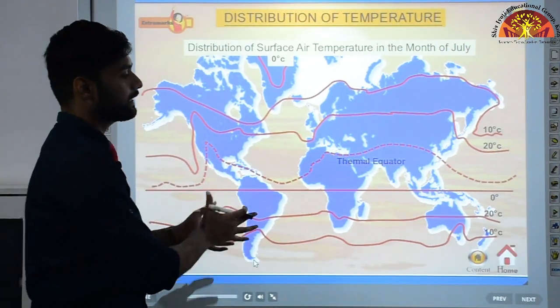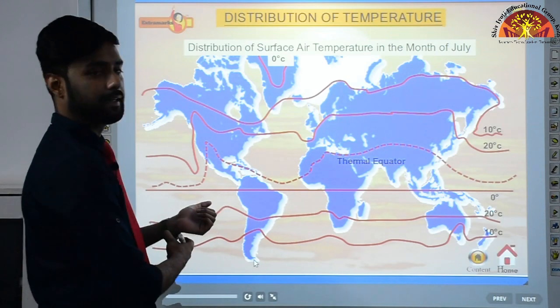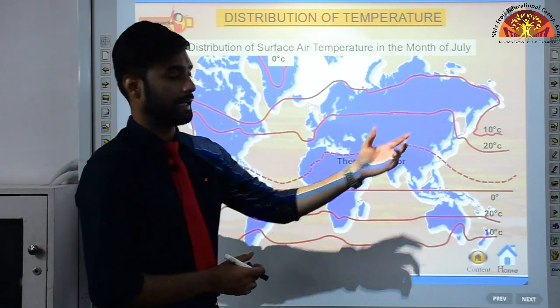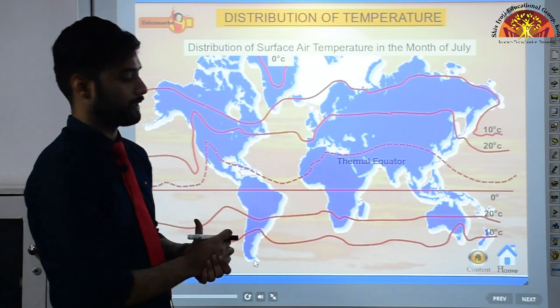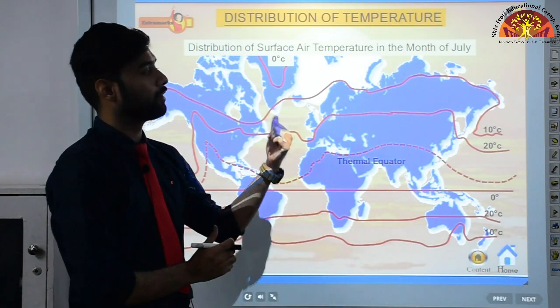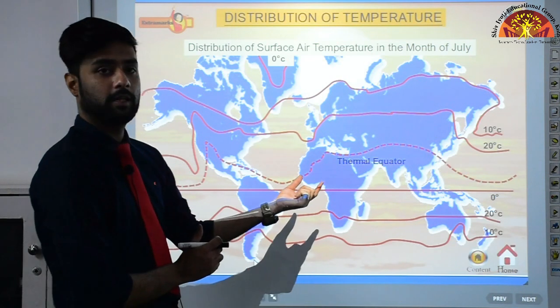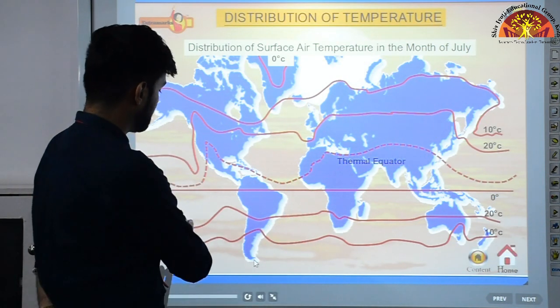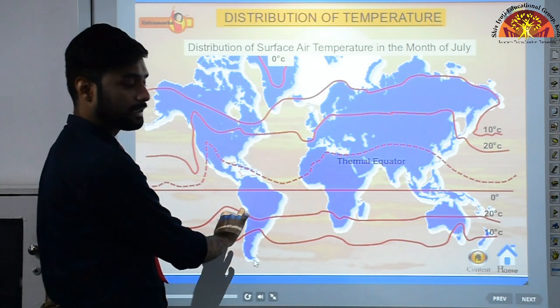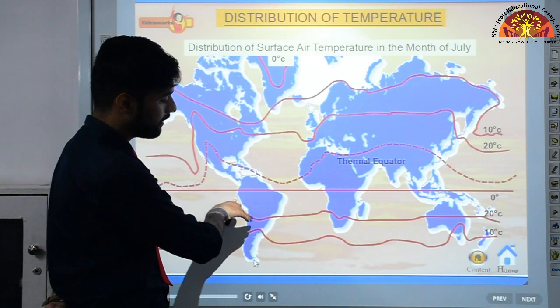Now in the southern hemisphere the entire process will be different. Why? Because in the month of July the southern hemisphere is tilted away from the sun and hence will be colder. Now the land of the southern hemisphere in the month of July, what will happen? The land will be cooler as compared to the sea. Now there is a variation as the isotherm enters the land, there is a small indentation and it will go down.